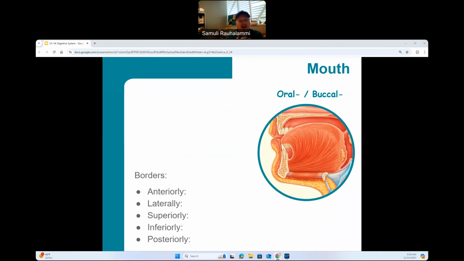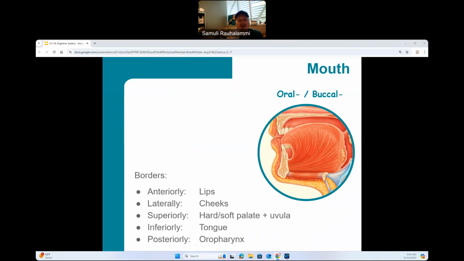And by the way, on that slide, you can see that sometimes we see terms like oral cavity or buccal cavity being used to describe this region. So the boundaries of the mouth can be defined anteriorly, laterally, superiorly, inferiorly, and posteriorly. And I think this is a good chance for us to practice our directional terms that you've learned before and put the boundaries for this space that we're looking at.